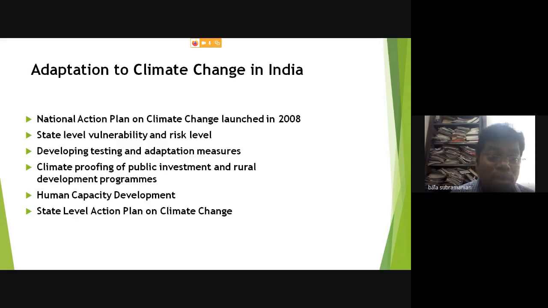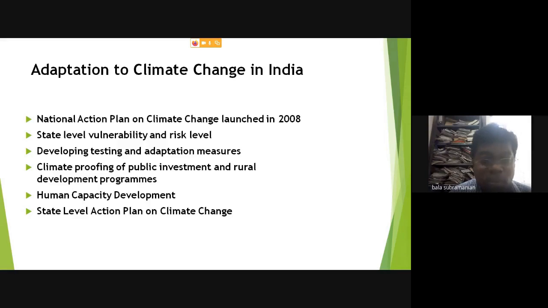So climate change, disaster and finance. Who will give the finance for climate change, the state government or the central government? That is another issue. The public investment is very low, so we have to improve public investment at the state level and national level for climate research. Then human capacity development. We have to improve human capacity and capabilities for adopting climate change strategies and technologies.